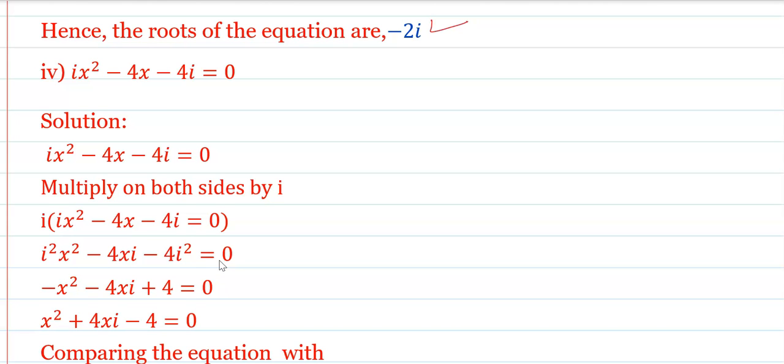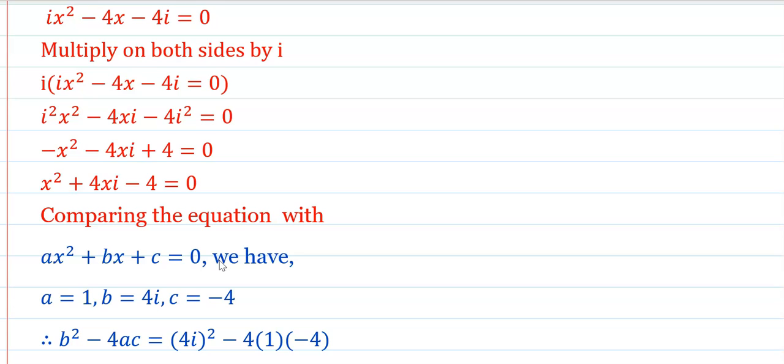Multiply on both sides by minus 1, or you can change the signs: plus becomes minus and minus becomes plus. If we multiply the whole equation by minus 1, that is minus 1 in bracket (minus x square minus 4xi plus 4) equals 0. Therefore, you will get x square plus 4xi minus 4 equals 0.